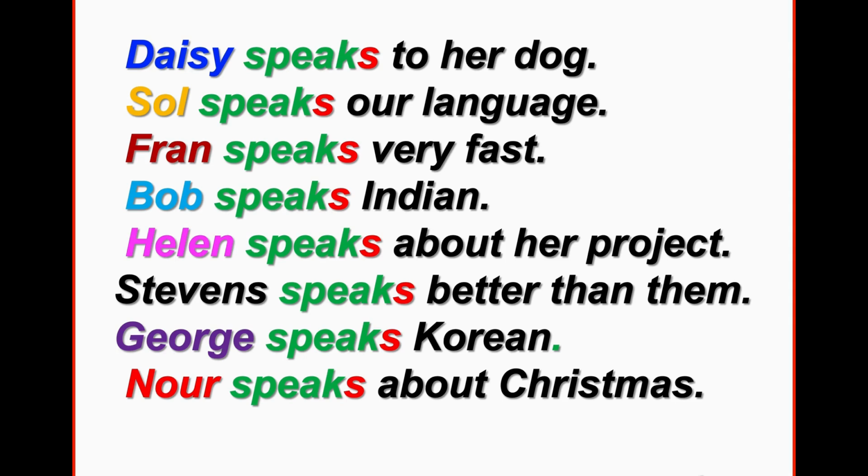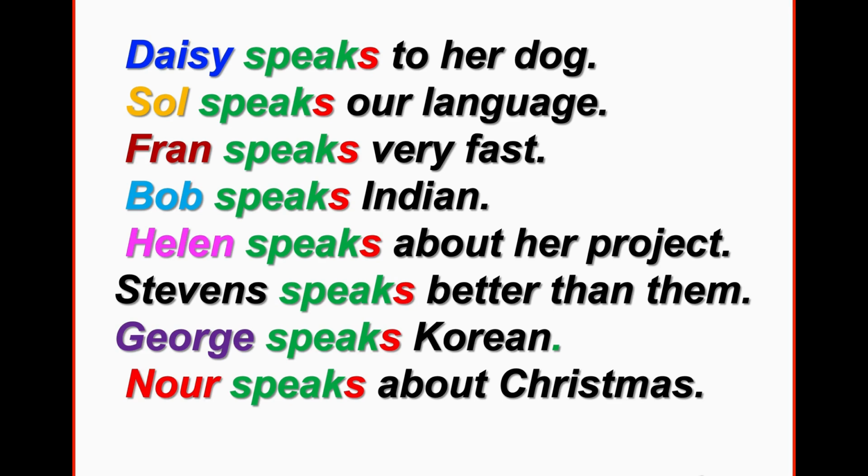Daisy speaks to her dog. Saul speaks our language. Fran speaks very fast. Bob speaks Indian. Indian is the language of India. Helen speaks about her project. Stevens speaks better than them. George speaks Korean. Noor speaks about Christmas. So the word Christmas, T is silent. So we have CH, but we don't pronounce it ch, we pronounce it k, Christmas.